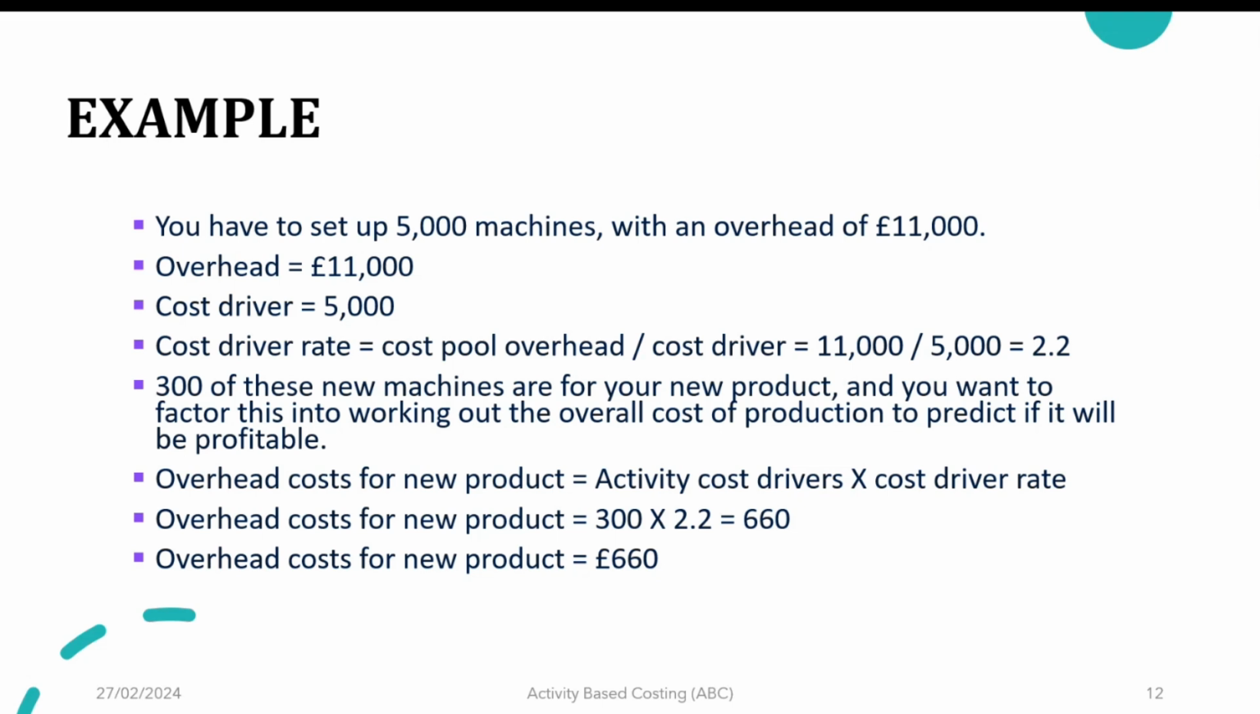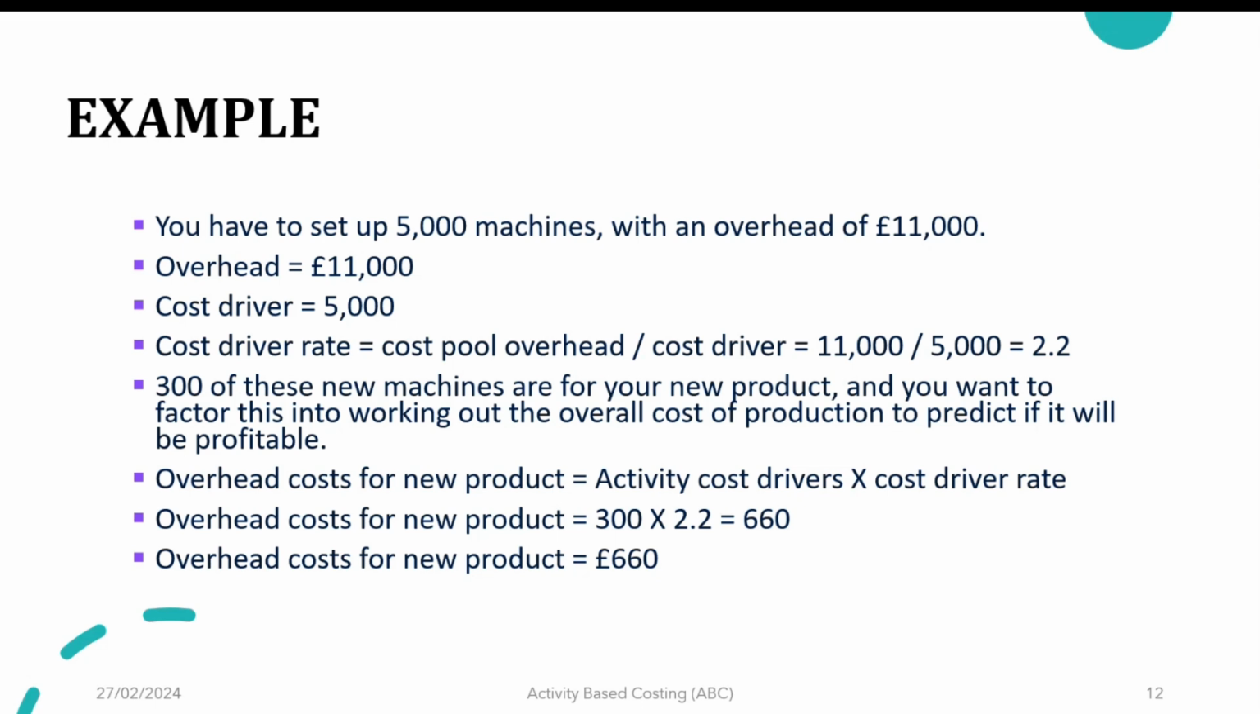So cost driver is 5,000. And with the overhead and the cost driver, we can calculate the cost driver rate, which is the next step. So basically 11,000 divided by 5,000, and the cost driver rate is 2.2. Okay, so that's the third step. We got the rate, which is 2.2. And the condition is 300 of these machines are for new products. You want to put this into the working out of the overhead allocation and predict if it will be profitable or not.